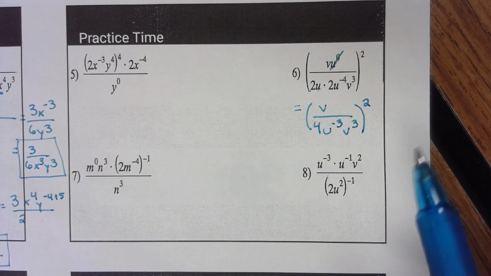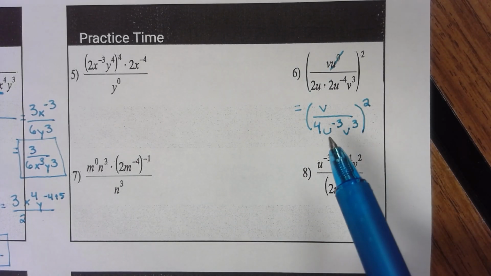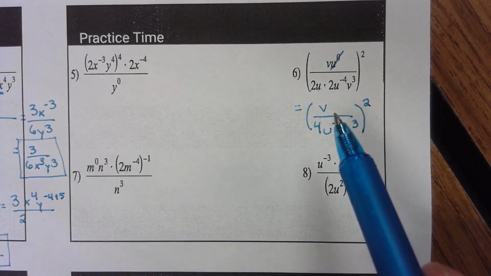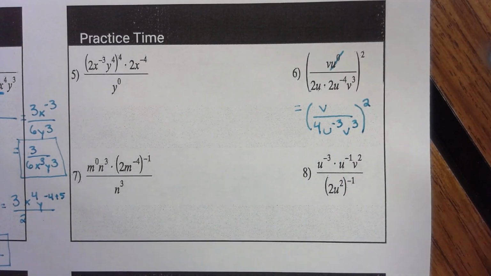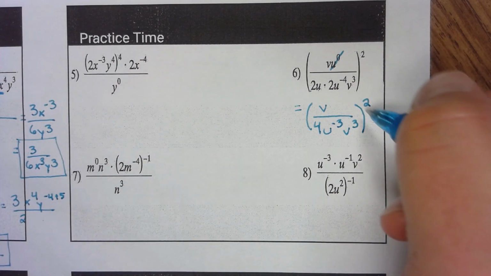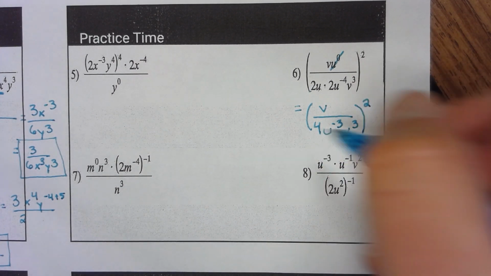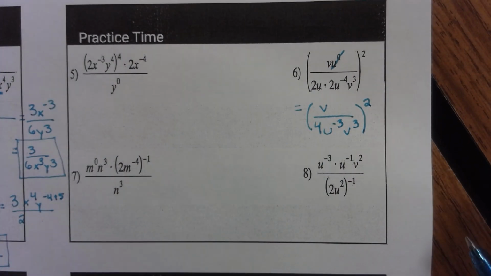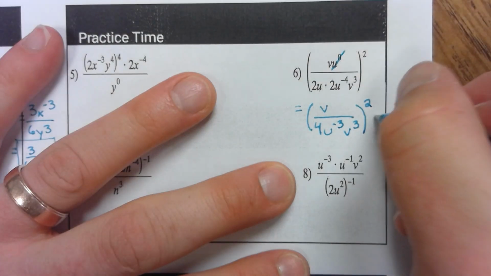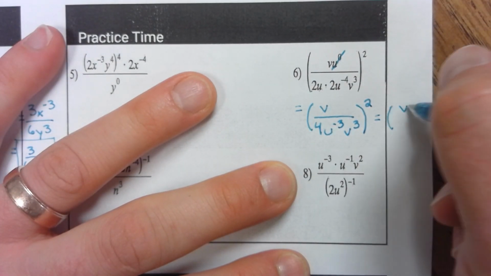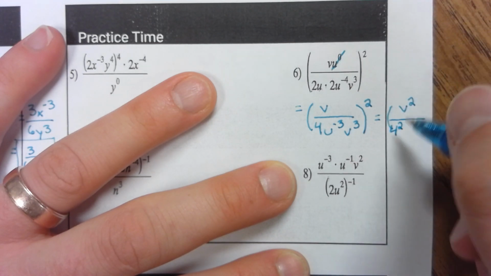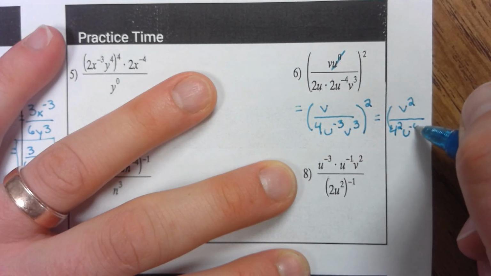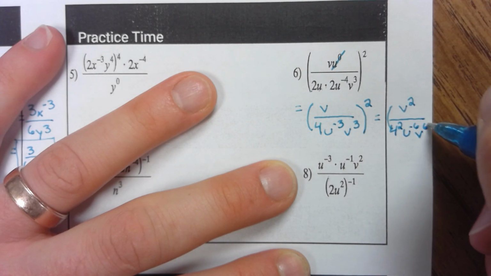Now, if you want to, you could move the u to the negative 3 to the numerator right now, but you don't have to. I'm instead going to deal with taking this 2 and multiplying it to all my other exponents. So that makes this v squared divided by 4 squared times u to the negative 6 times v to the positive 6.